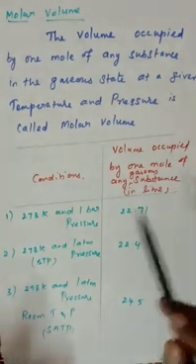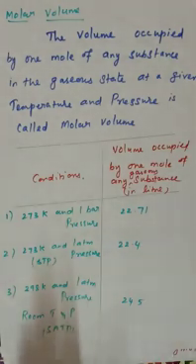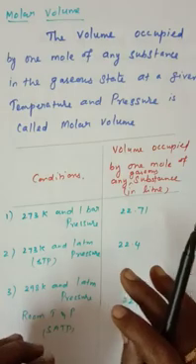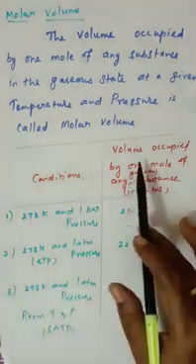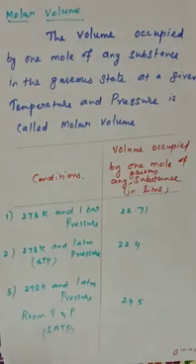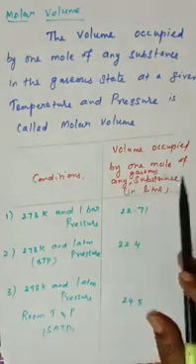If you take an LPG cylinder, the cylinder is the molar mass. The cylinder will be filled with gas particles inside, isn't it? That is the molar volume. And if you look at the cylinder, some value will be written there, the kg value. So you have to see this also. The volume occupied by 1 mole of any gaseous substance is in liters.